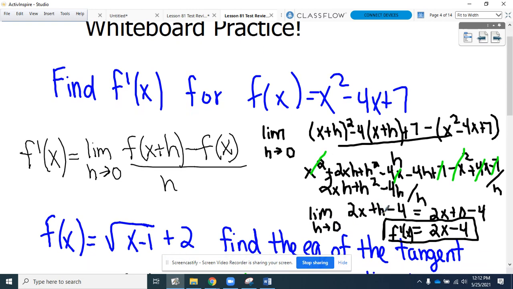So we put in 0 for h, we get 2x minus 4. That is the equation of our derivative. What does that mean? The derivative gives us the slope at any point on this graph. This original graph was a parabola. I can find the slope at any point on there using the derivative. I can find the slope of any tangent line for that graph using this equation for the derivative.